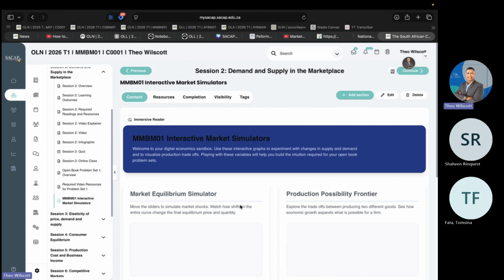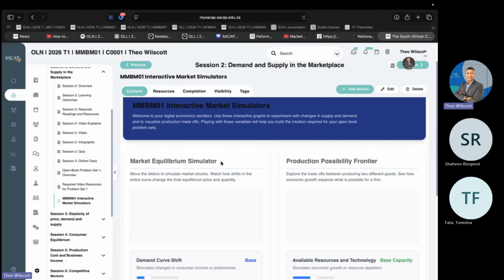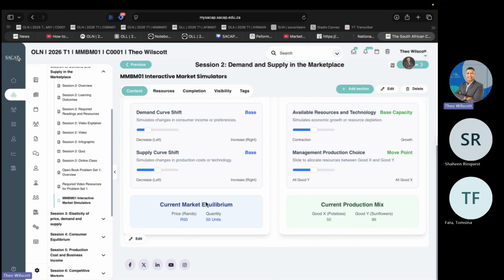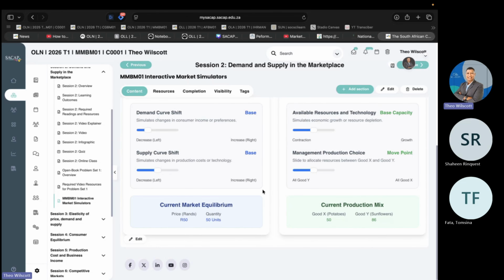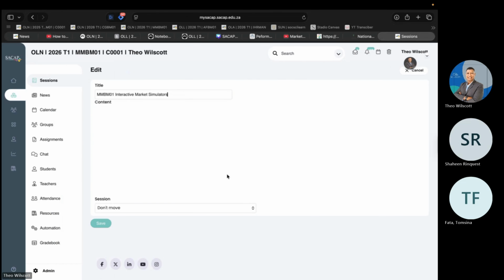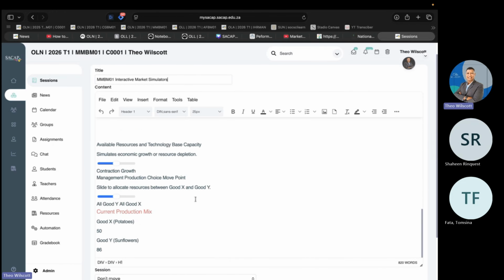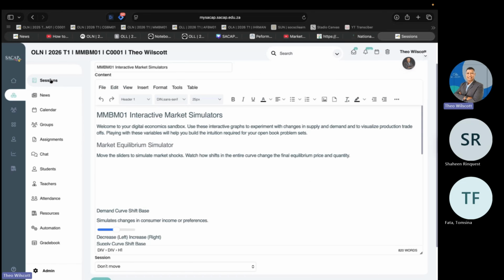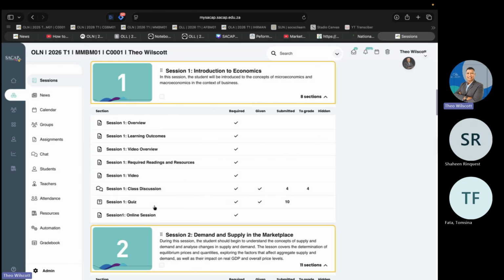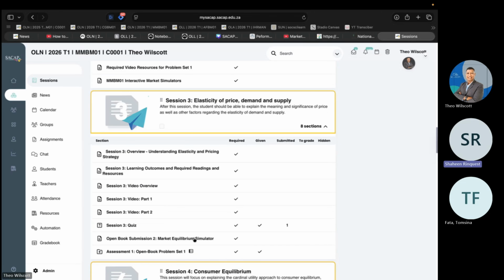Okay, no problem. And then I also included a simulator, a market equilibrium simulator, in which you can play around with it. But I see it has not come through entirely well. It seems to have gone all wonky. So what I'll do is I'll fix that, not now, but I'll fix it and post it again. And it will look something like this, where I've done another sort of simulator, open book submission.